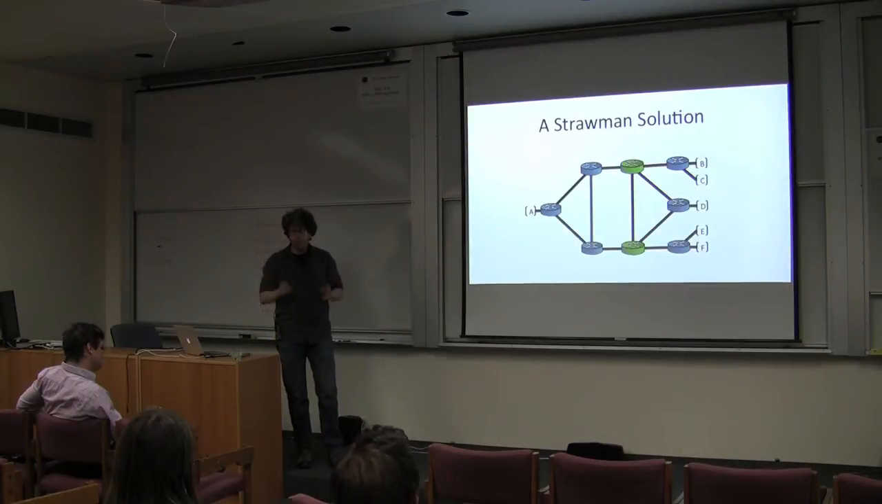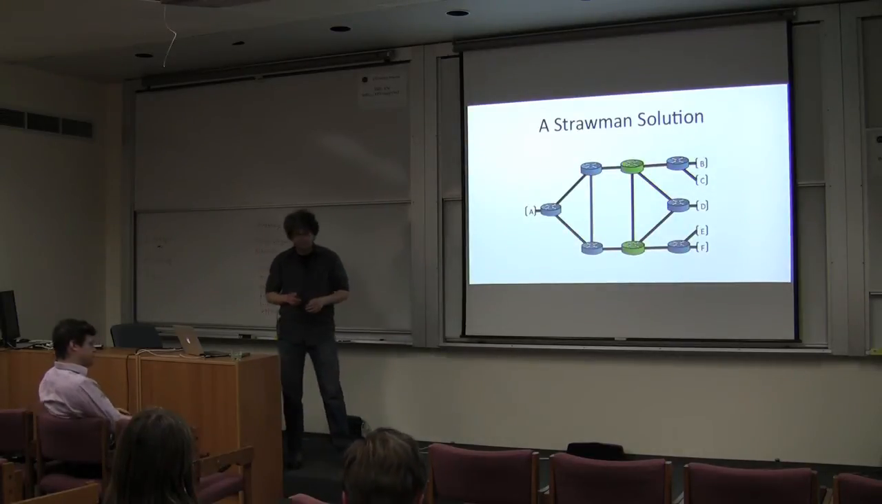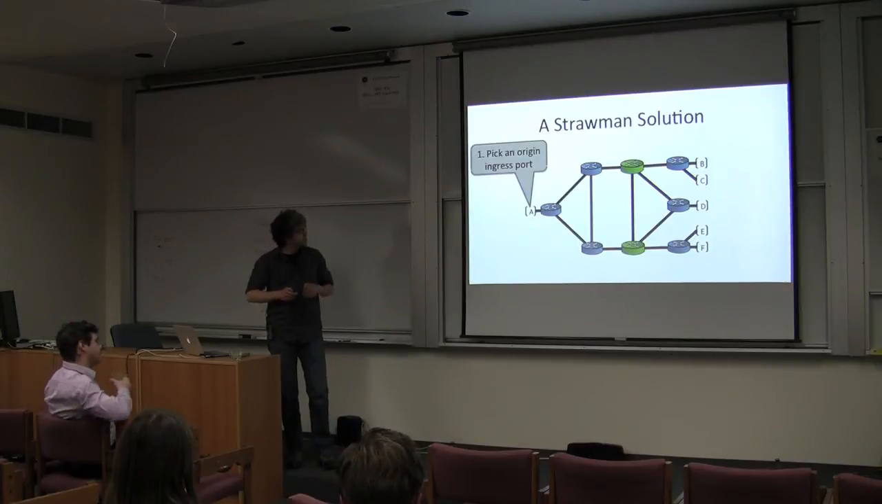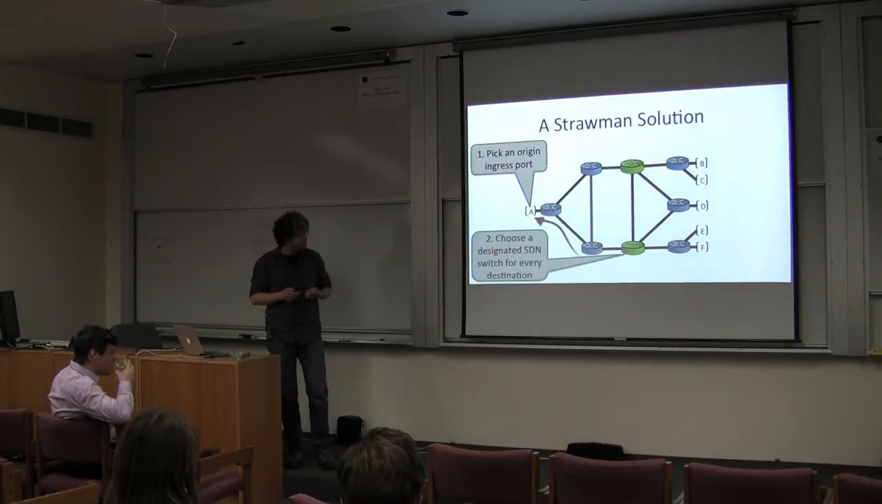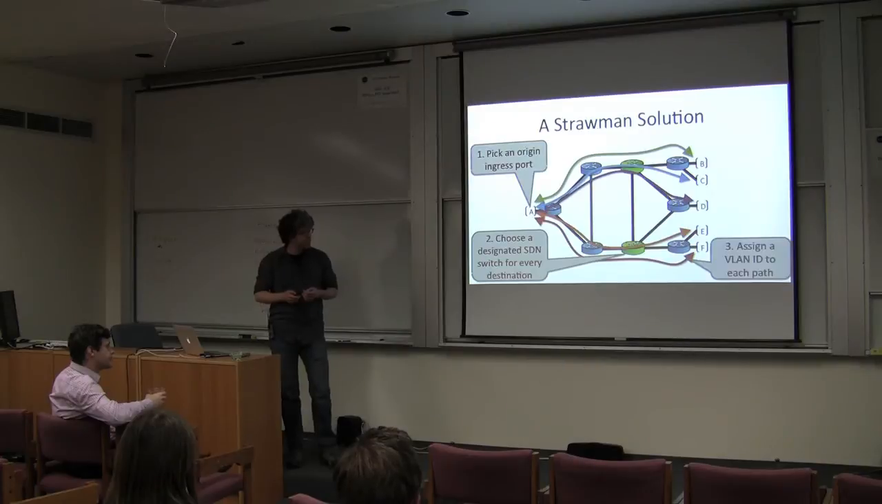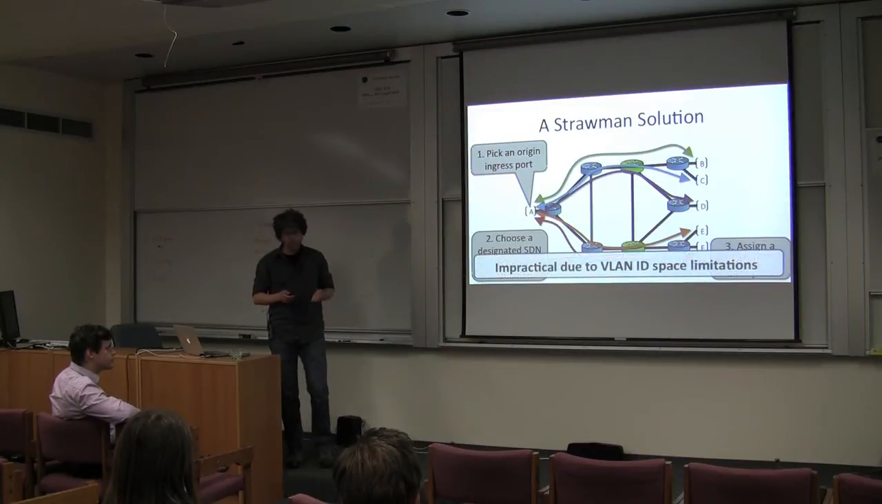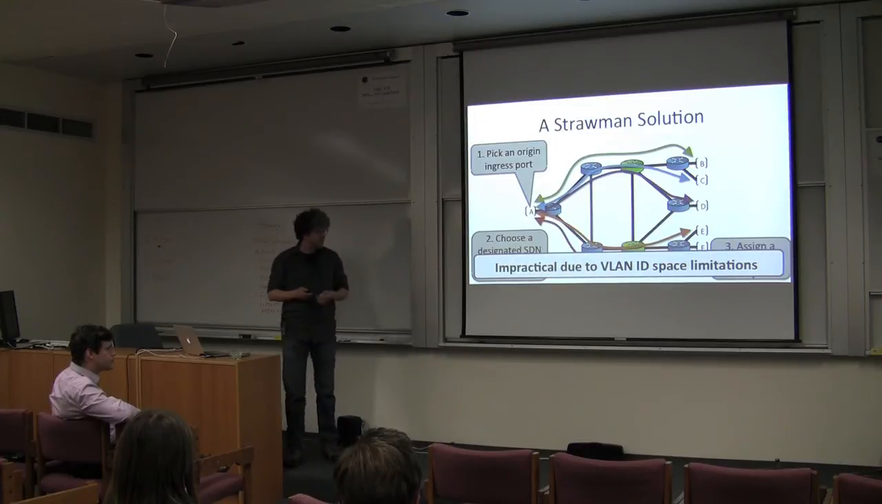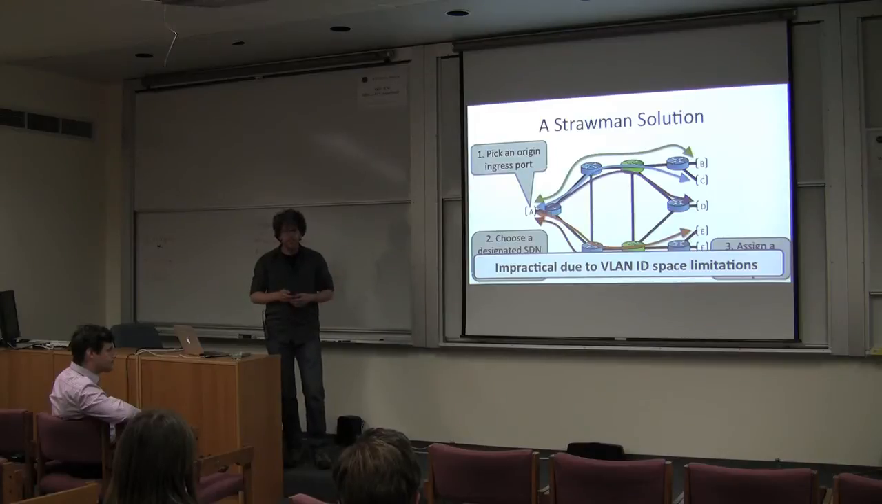So let's just look at a simple straw man solution for how we might do this. Let's pick an origin ingress port A, and we'll choose a designated SDN switch for every destination from A in the network. And then we would assign a unique VLAN ID to each path from A. But as is probably obvious, this particular solution does not scale. It's impractical for a number of reasons. The key one is that VLAN ID space simply cannot scale to handle the entire network in this fashion.